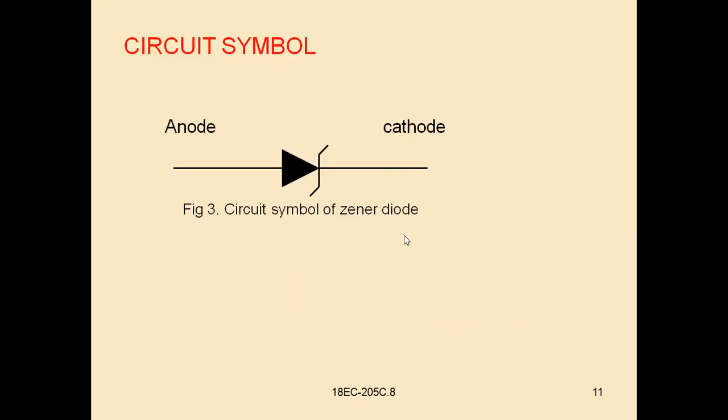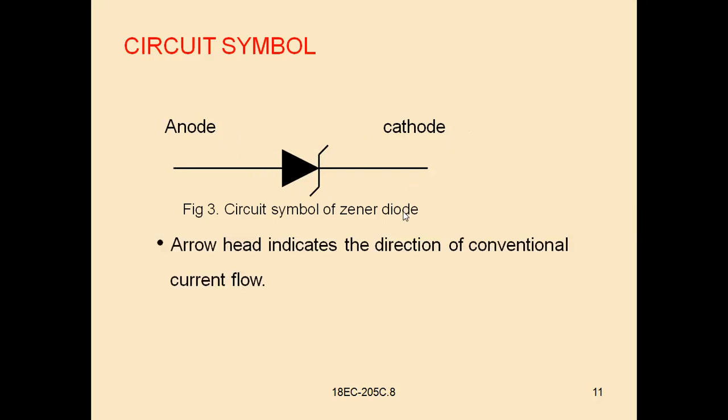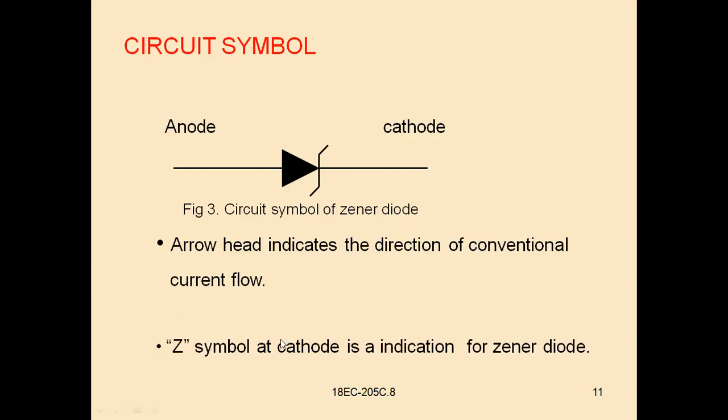So this is the circuit symbol of the Zener diode, where this indicates the anode and this indicates the cathode. Anode represents the positive terminal and cathode represents the negative terminal. The arrowhead indicates the direction of conventional current flow, as we have seen in the normal PN diode. The Z symbol at the cathode is the indication of a Zener diode.